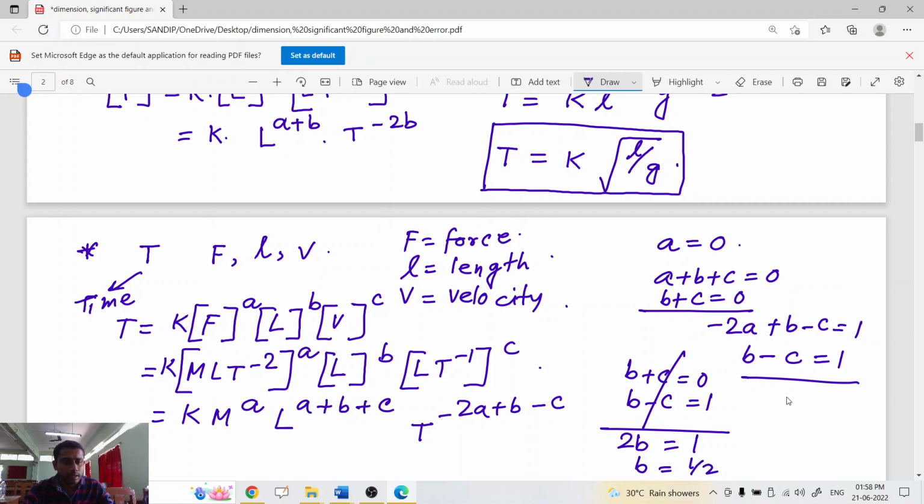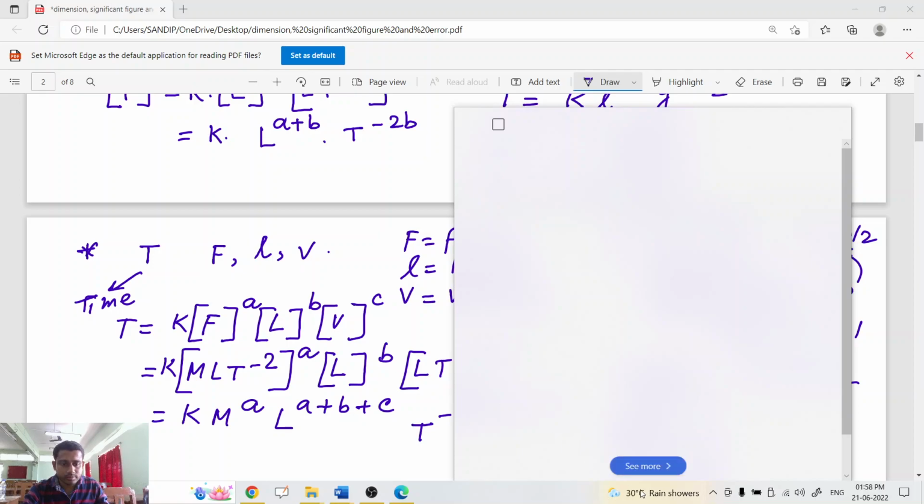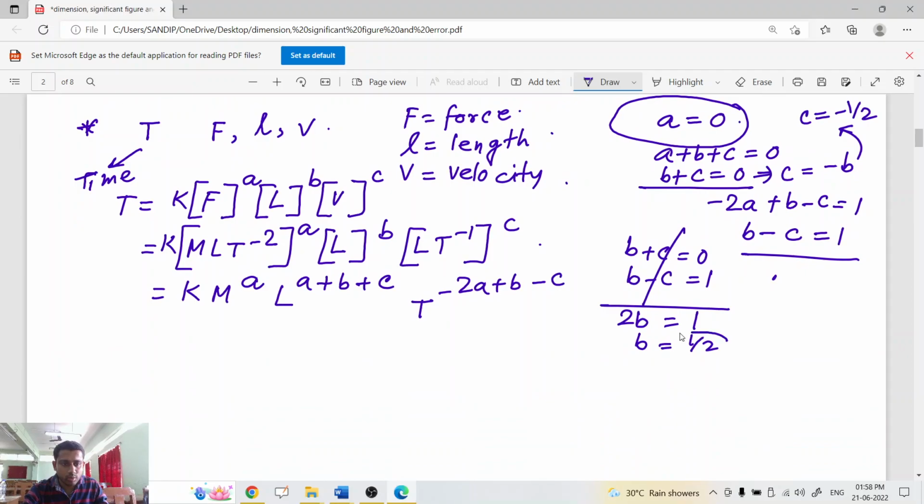Putting this value we can find out c, okay, so in this relation c means actually minus b, that is equal to, we can take c is equal to minus half, okay. So from this relation we just get three values, a is equal to 0, okay, and then b is equal to half, and then c is equal to minus half.